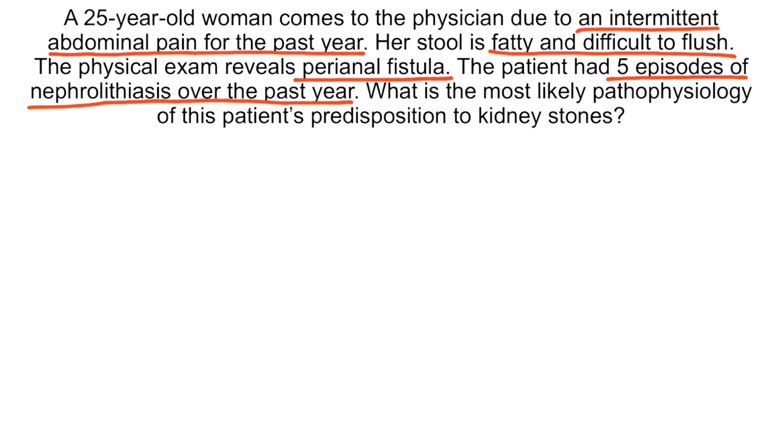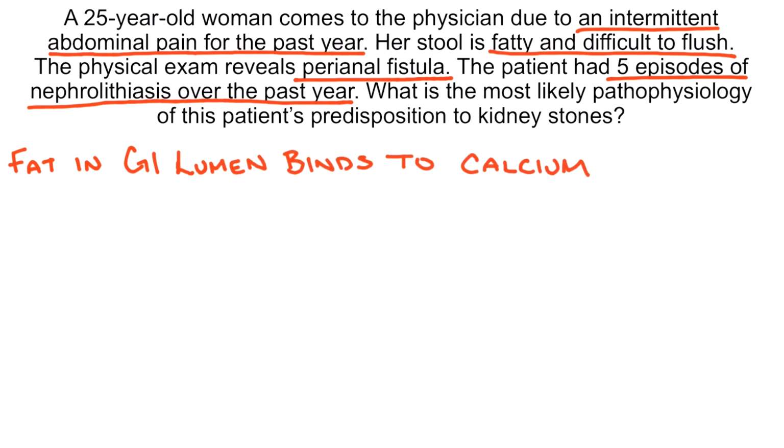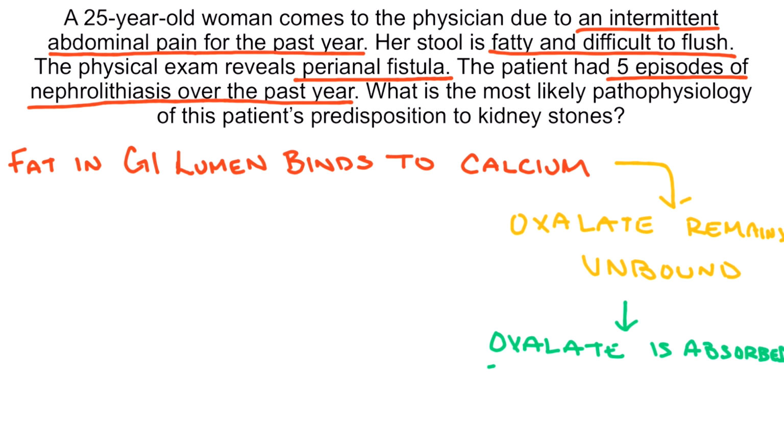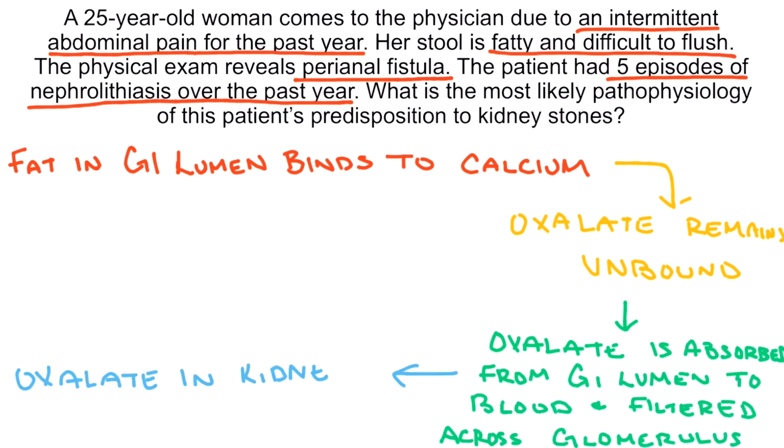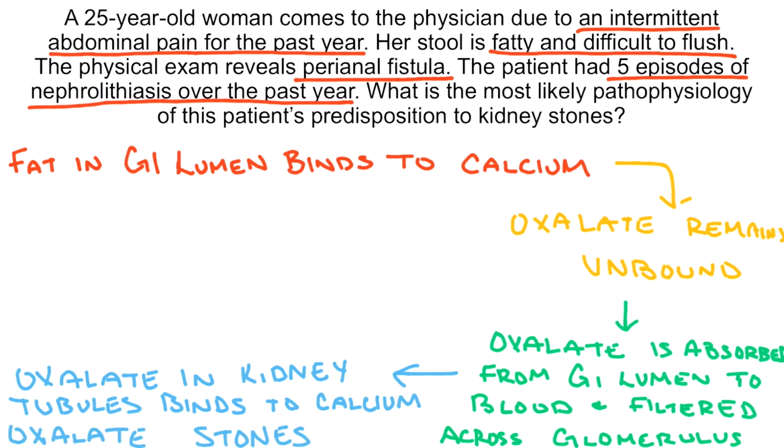Oxalate is normally bound to calcium in the bowel. However, calcium has a higher affinity for lipids than oxalate. When terminal ileum is affected in Crohn's disease, fat malabsorption occurs and the intestinal calcium binds to lipids in the lumen. Therefore, oxalate remains unbound. It is absorbed from the GI lumen into the blood and filtered across the glomerulus. Oxalate in the kidney tubules then binds to calcium to form the calcium oxalate kidney stones.